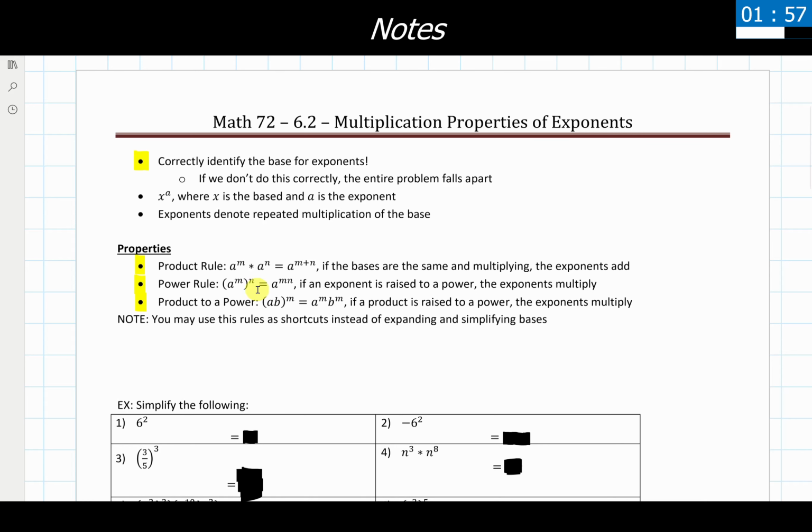And our last one is the product to a power rule, which states that if I have a times b inside a set of parentheses, and that set of parentheses is raised to the m power, then a, and whatever exponent it has, is going to be raised to the m power, and b, to whatever exponent it has, is going to be raised to the m power as well. I effectively get two instances of the power rule showing up. The result in this general example is a to the m times b to the m. The exponents will again multiply together here.